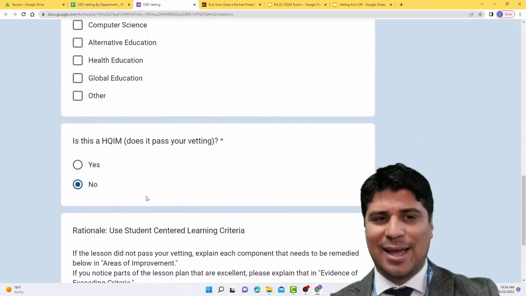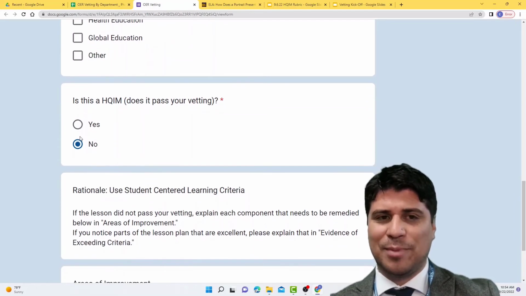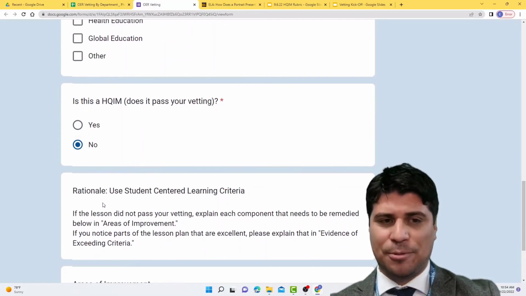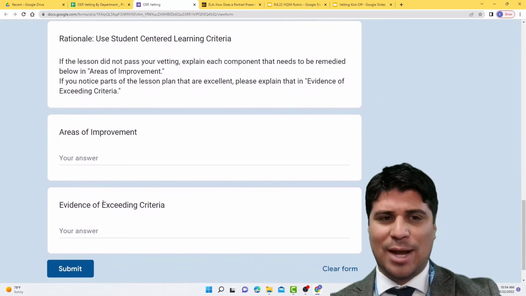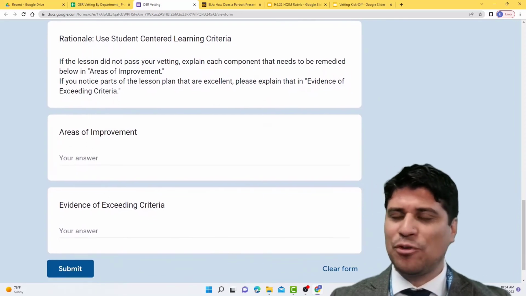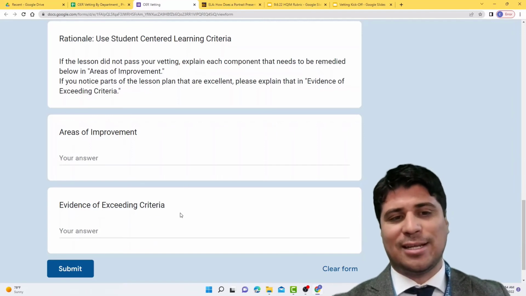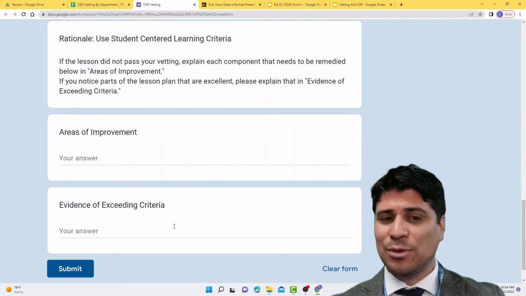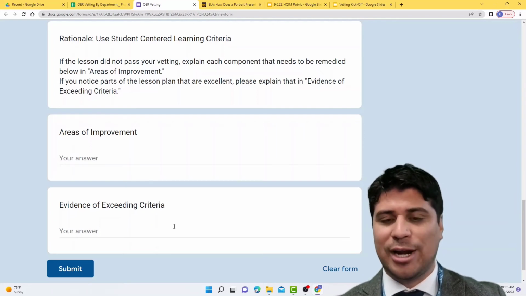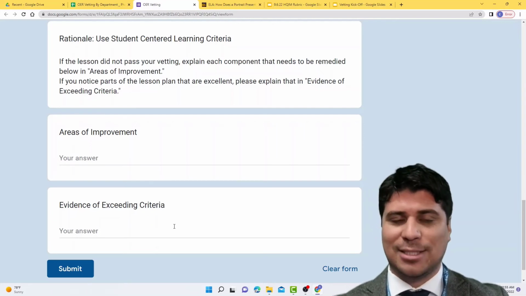Is this a high quality instructional material? Meaning, does it pass your vetting? Yes or no? And then here in the rationale, you're going to give us your areas of improvement. That's the left-hand side column. Or you're going to tell us evidence exceeding criteria. And again, remember, this is equally as important because this is where we're going to start curating the resources that we'll be able to share with other people who are submitting lessons.